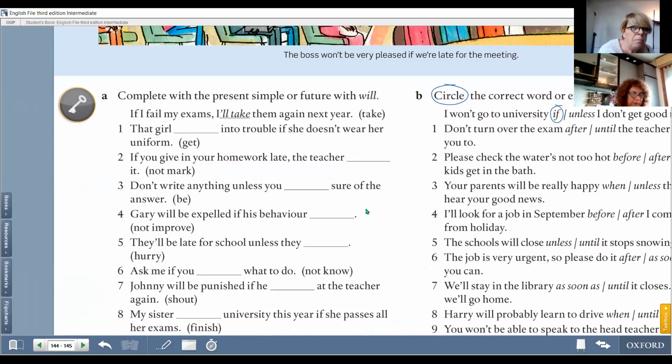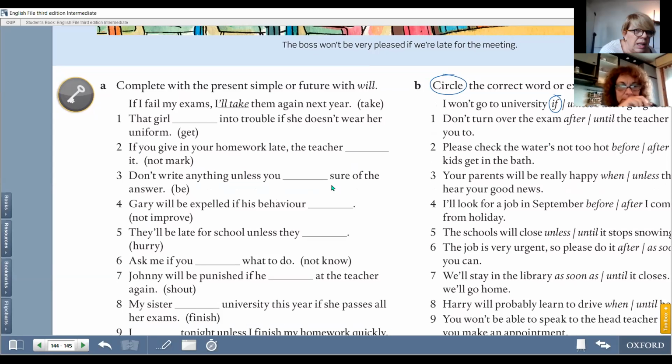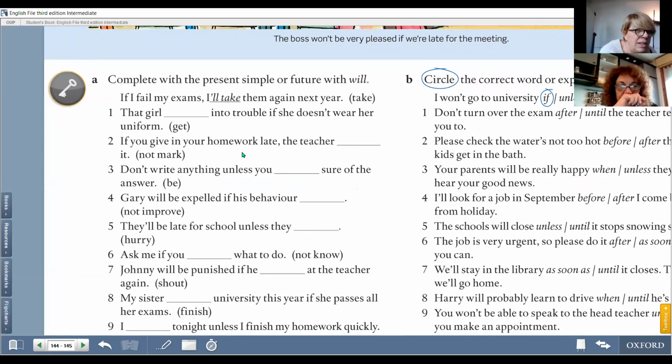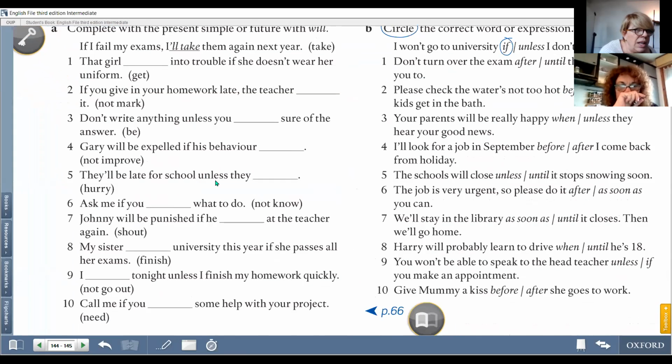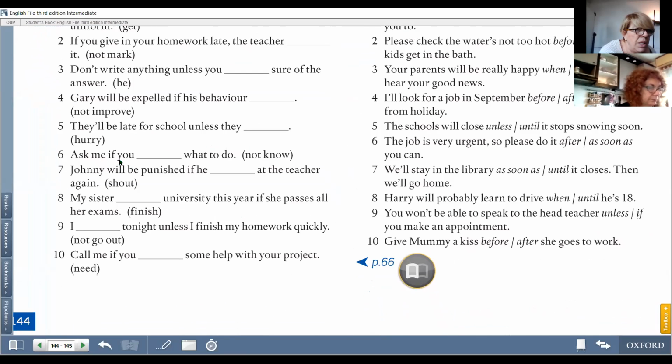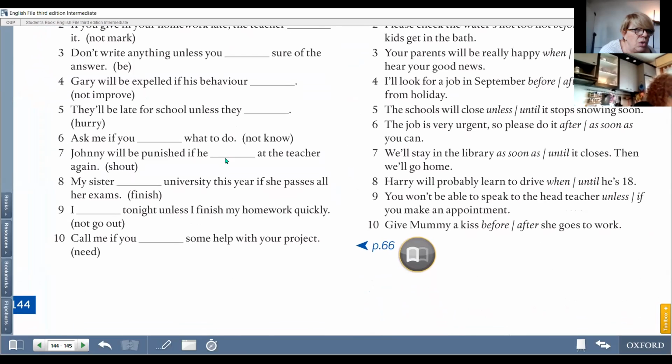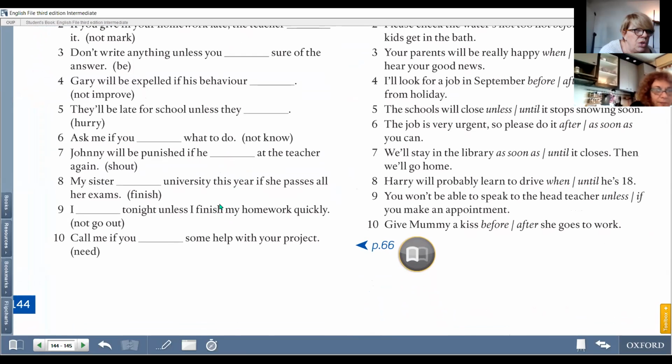In fact, with unless here you used the present with if, which is okay. Unless again uses the present. Ask me if you don't know. It's not so clear, because even here, for example, you have the if, but this is the imperative. Ask me.